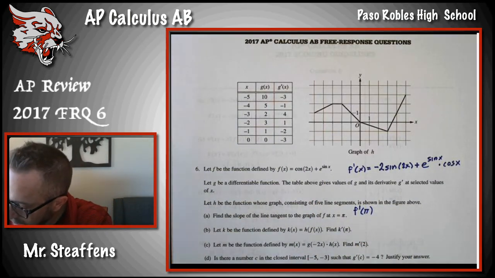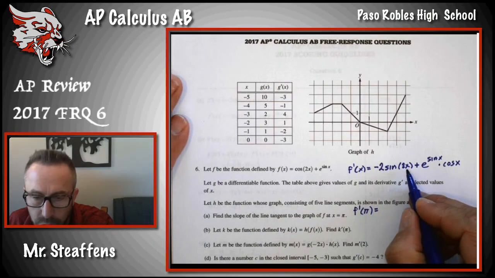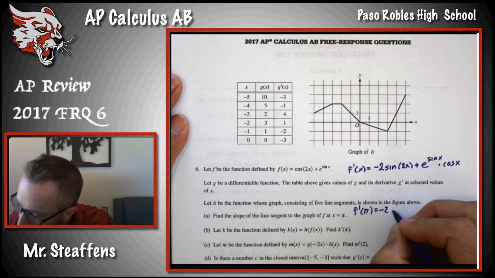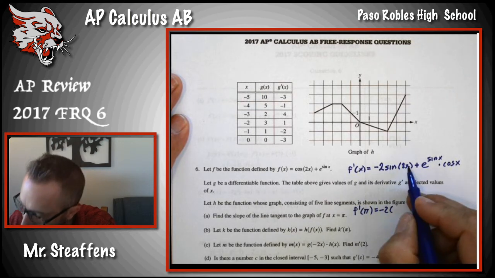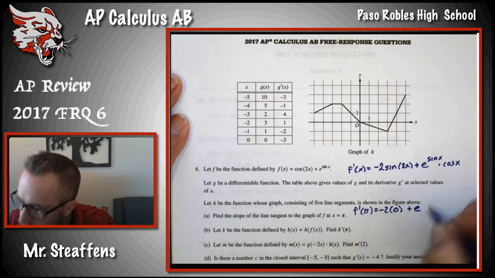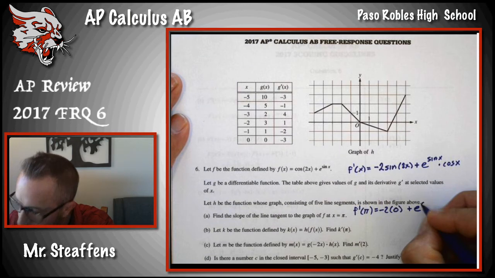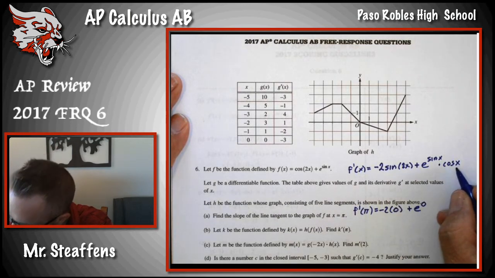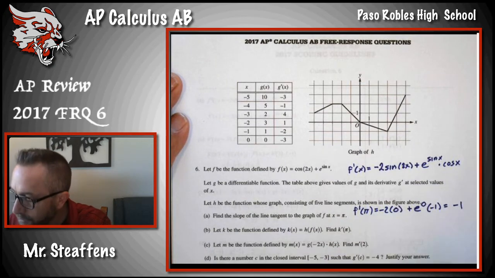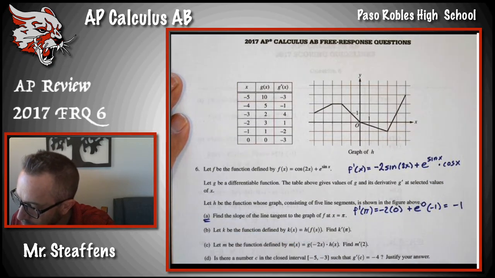So when I find f prime of pi, this is going to turn into 2 pi, right? So it's going to be minus 2 times the sine of 2 pi, that's just 0, plus e to the sine of pi, that's just 0, and the cosine of pi, that's just negative 1. So it looks like my final slope of my tangent line is just going to be negative 1.